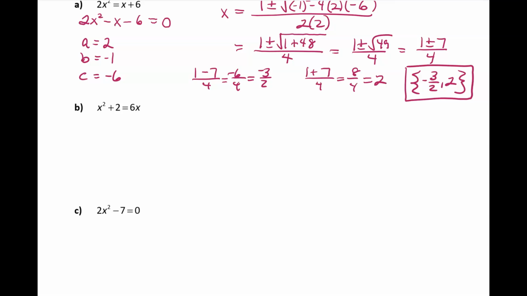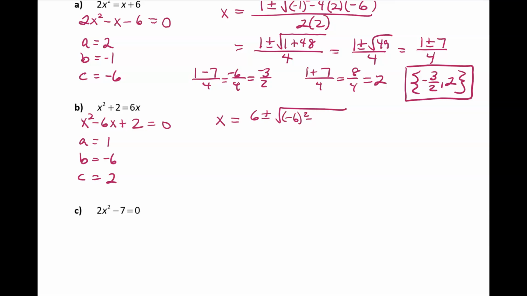b, x squared plus 2 is equal to 6x. Again, we need to move it into the standard form, subtract 6x from both sides, and our a is 1, b is negative 6, and c is positive 2. So x equals the opposite of b plus or minus the square root of b squared minus 4 times a times c all over 2 times a. All right, let's simplify that.